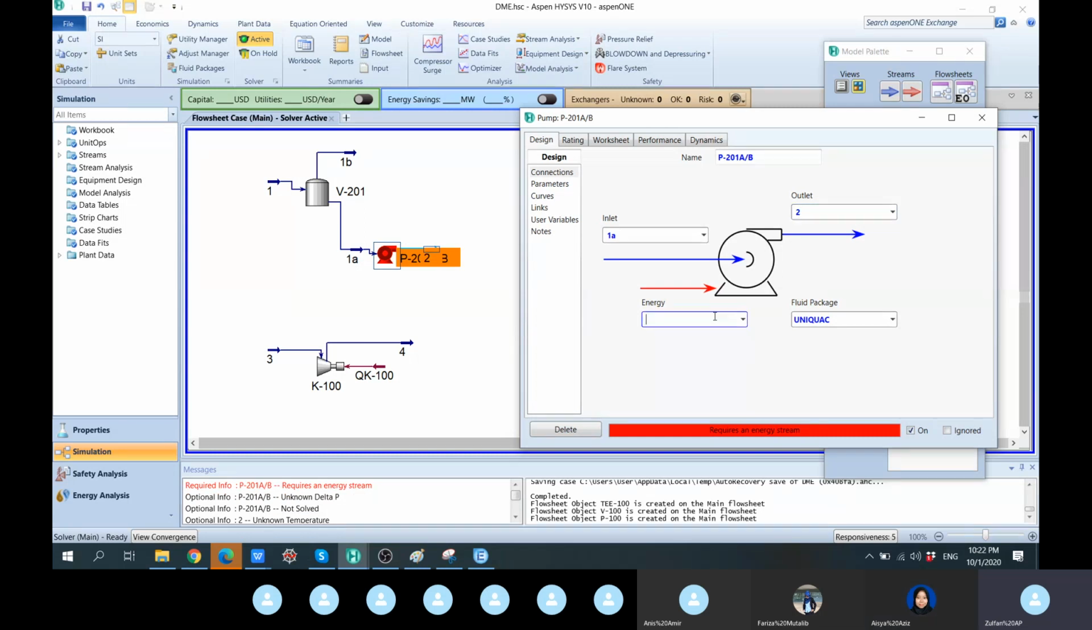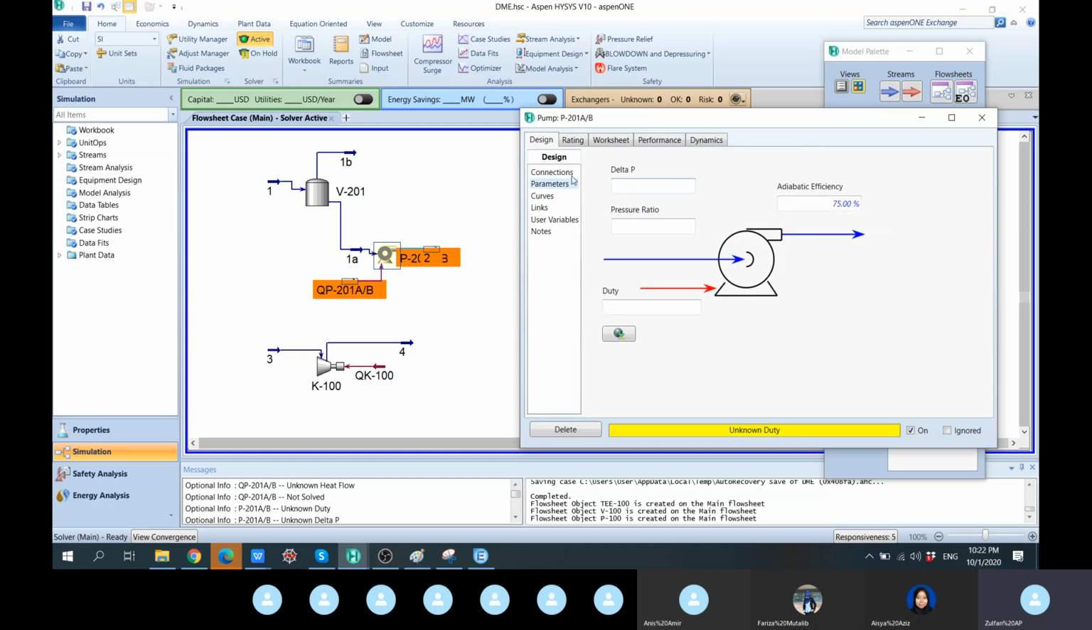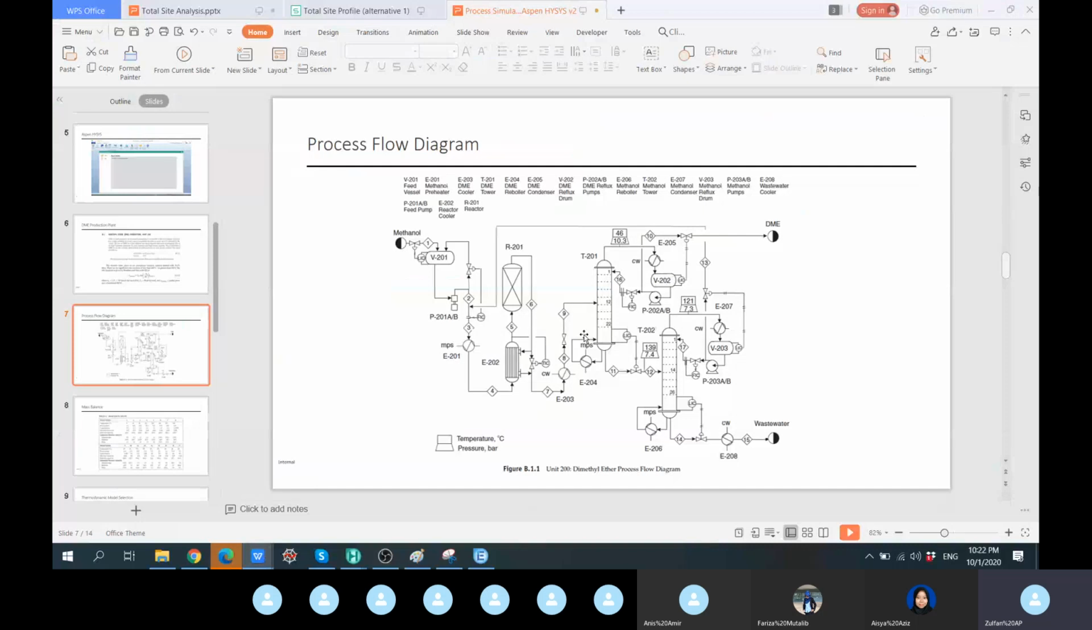Right? And then it needs the energy, so QP 201AB. Okay, so the same way, efficiency is by default, and then we want to pump it to... So how much do you want to pump it?